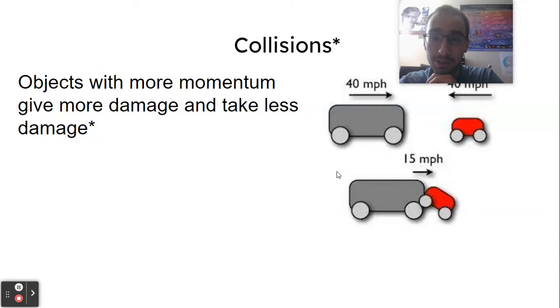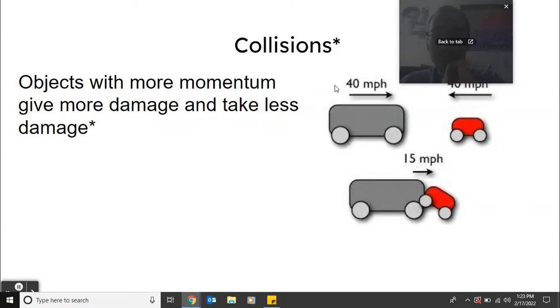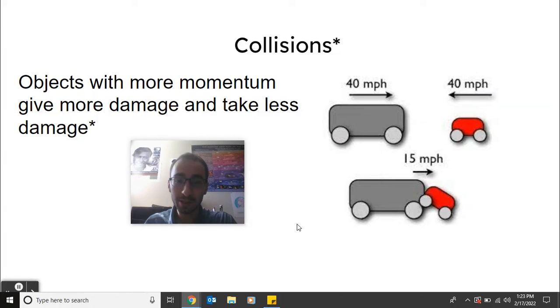Okay, and speaking of collisions, I want you to know that objects with more momentum give more damage and take less damage. Okay, so the classic example is a car crash. If you have this semi-truck going the same speed as this car and they do a head-on collision, that semi-truck will barely, if any, have a scratch on it. It'll completely knock the small car out of its path. And you'll see that like in our earlier videos with trains. Trains don't even often stop when they hit something, even a car or truck. Trains just keep on going. That's how much momentum they have.